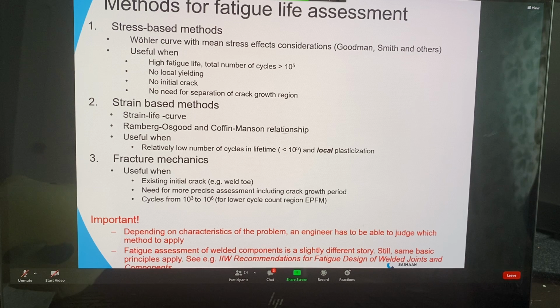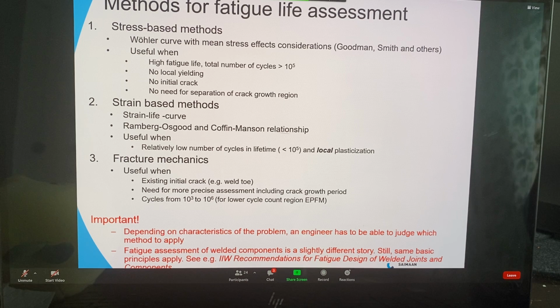And you should use these when the total lifetime for the component is relatively low, less than 100,000, and you have local plasticization. Because the strain life method requires that you have the plasticization locally at the notch, and then you can apply it. If you don't have the local plasticization, it doesn't apply. And this is also something that you just need to know that it exists. But we don't in this course learn how to use it. It would be a subject of a complete course.